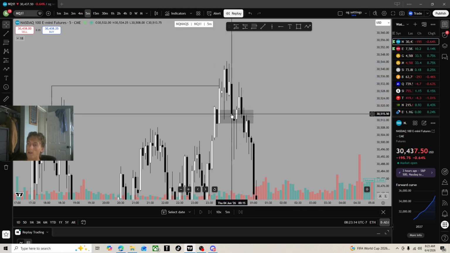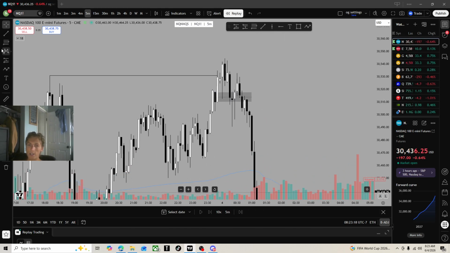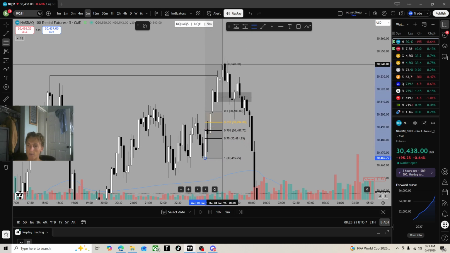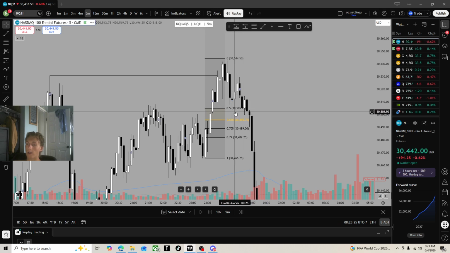So this would have been a valid entry point if you have an OTE. Mark out your OTE from here to here. Boom, you have that. Take your entry from there. You would have got break even on that one.